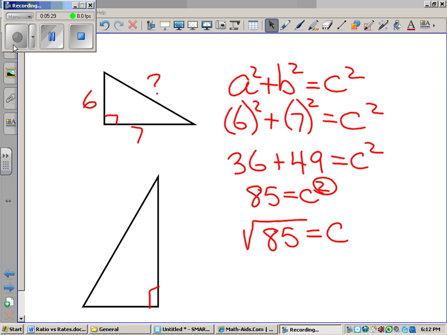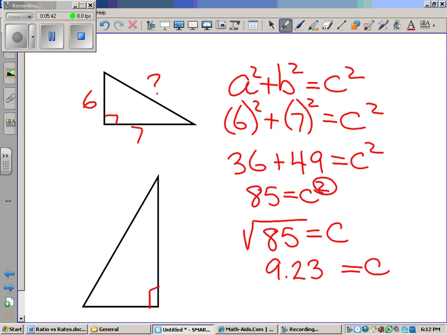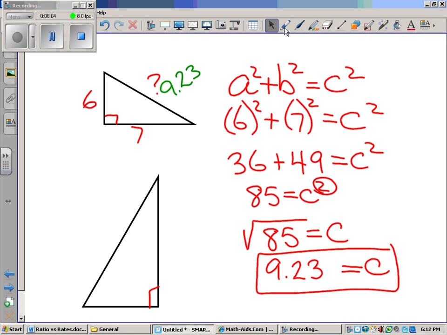When I plug that into my calculator, the square root of 85 is 9.219. I'm just going to round it to 9.23 equals C. And that's it. That's the length of C. We know that could be true because the hypotenuse will always be the longest side. If that answer had turned out to be 6.1 or something along those lines, we know we would have a wrong answer in there because C has to be the largest answer, so the largest length.